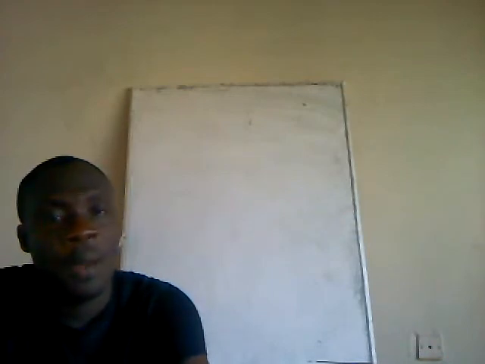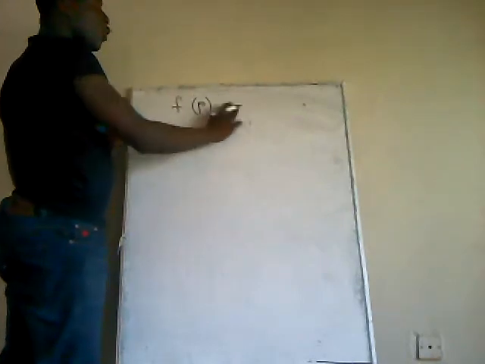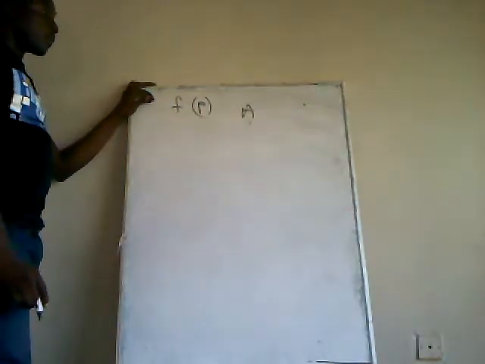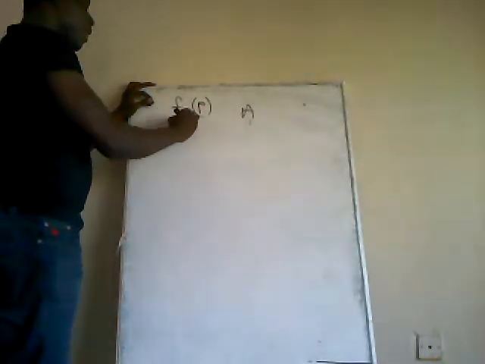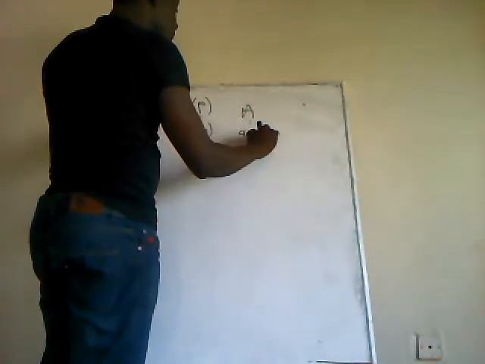Okay, we look at continuity of a function of more than one variable. When do we say a function is continuous? Mostly, continuity is defined at a point. So we want to check whether a function f of p is continuous at the point A. Let's say f of x, y is continuous at the point a1 and a2.